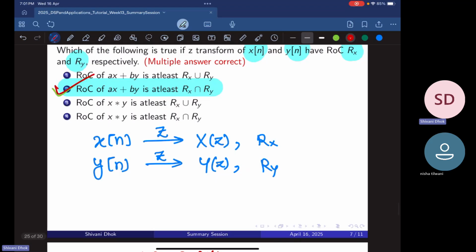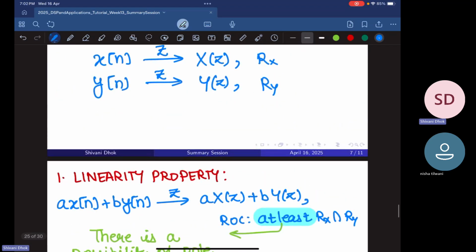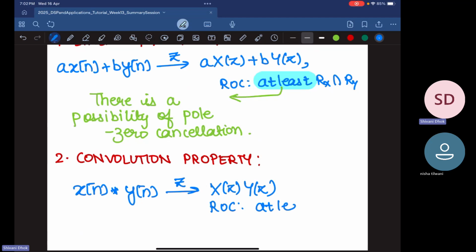Another one is the convolution property. It says that if I know the Z transforms of X and Y, and if I convolve them, that is X of n convolved with Y of n, and take its Z transform, then that will be equal to X of Z multiplied by Y of Z. And the region of convergence will again be at least Rx intersection Ry, and this is again for the same reason.